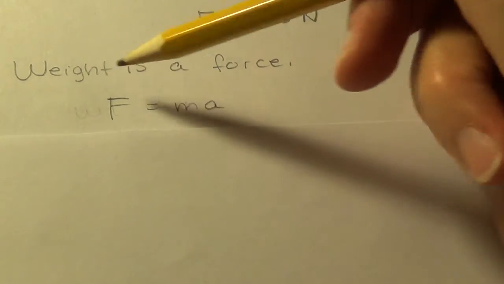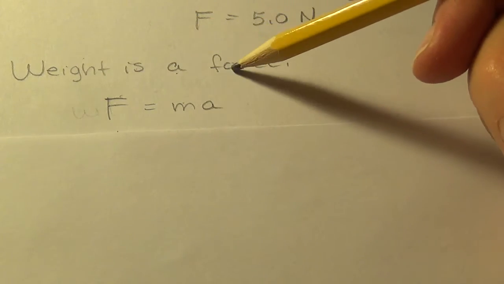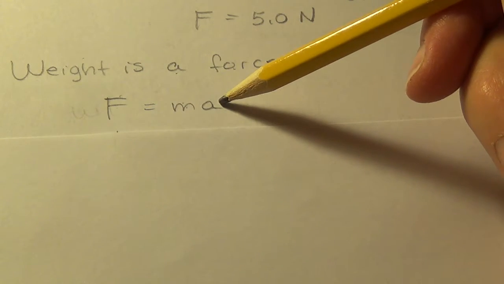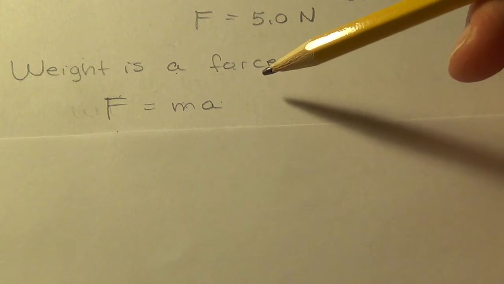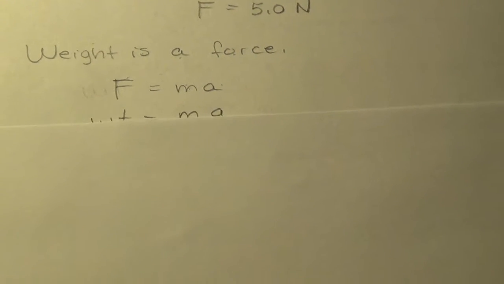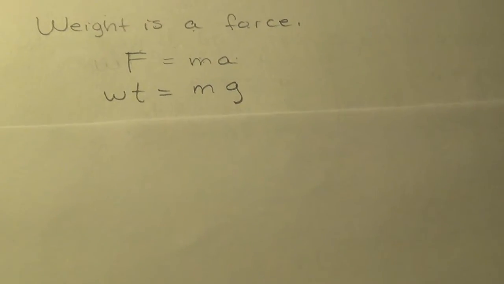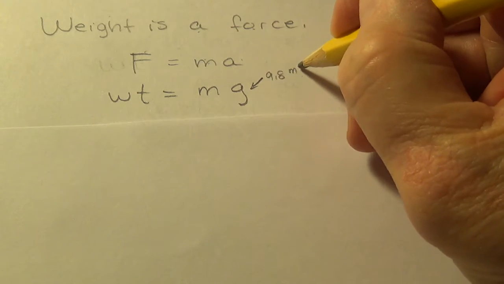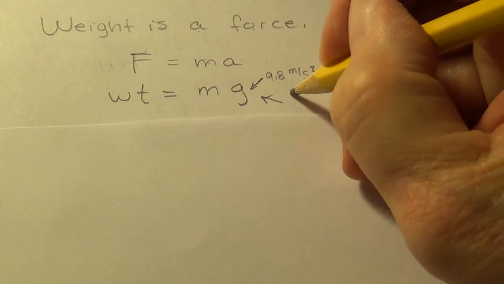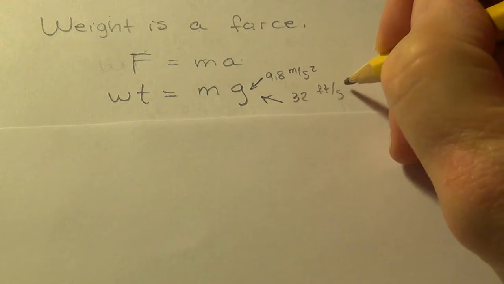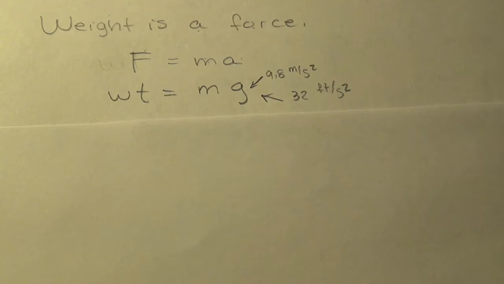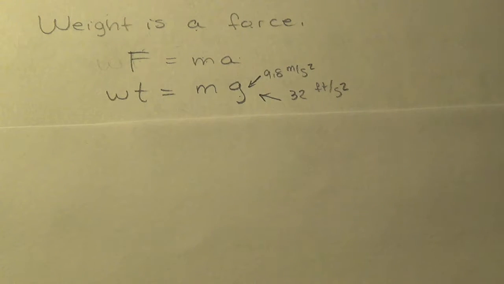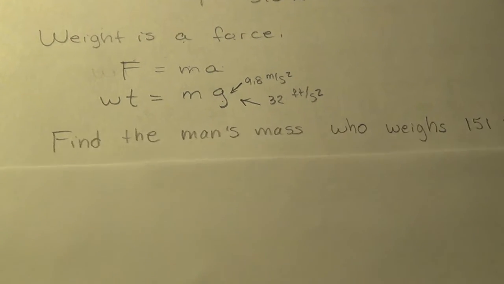Instead of putting F here for force, since weight is a force, I'm going to put a weight here equals m, and the acceleration on any object on planet Earth is going to be the acceleration constant for gravity, g. So of course we know on planet Earth that's 9.8 meters per second squared, or 32 feet per second squared. So weight equals mg, where g is the gravitational constant, depending on which one we need for the given situation.